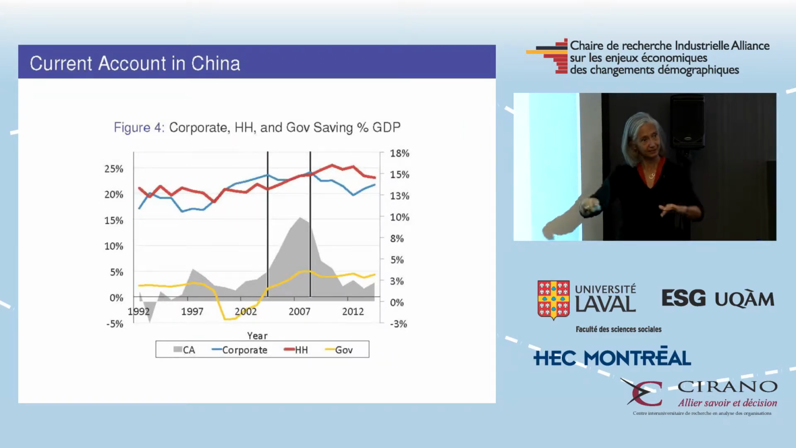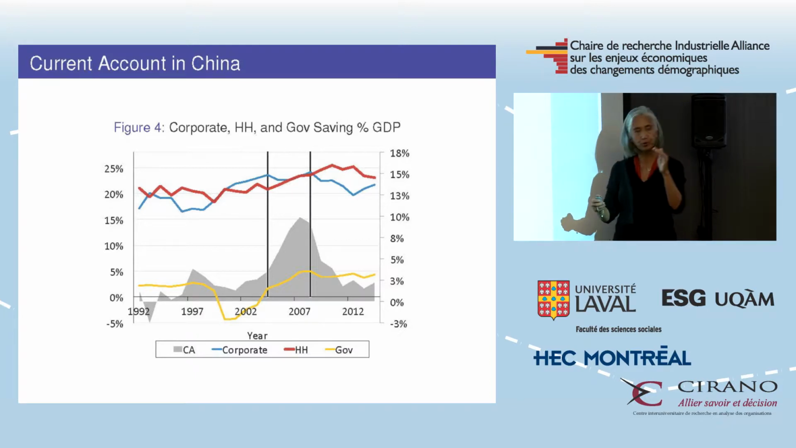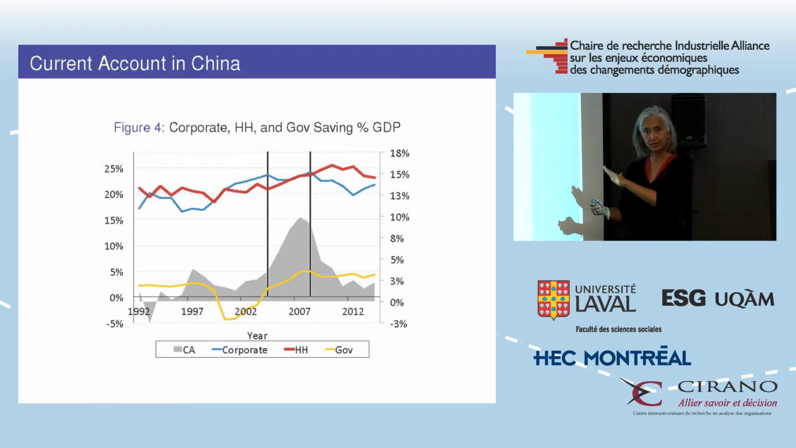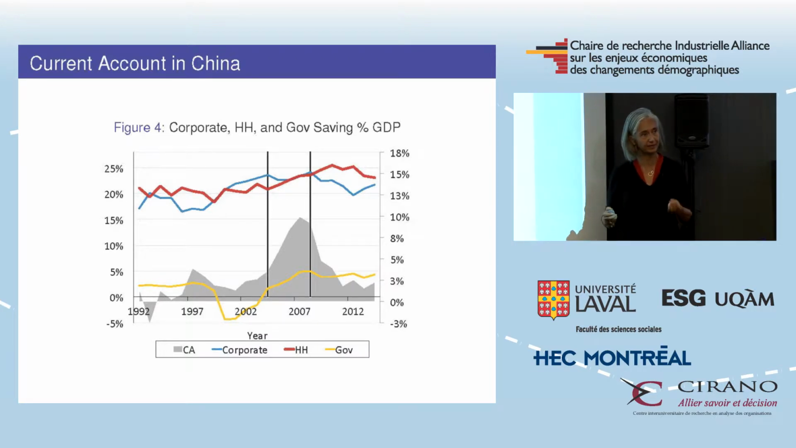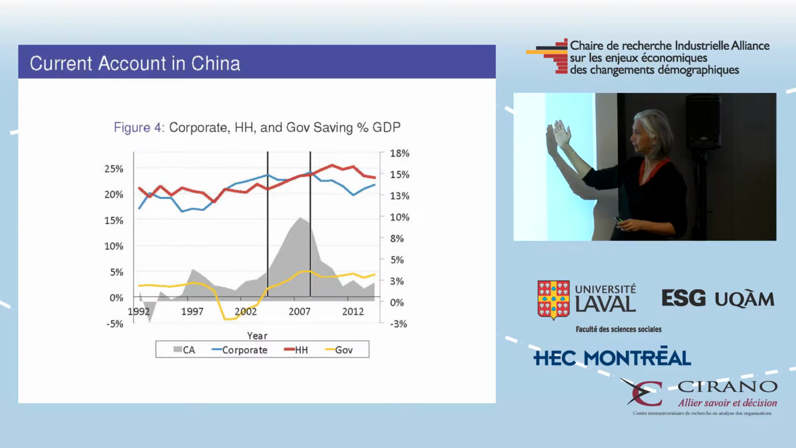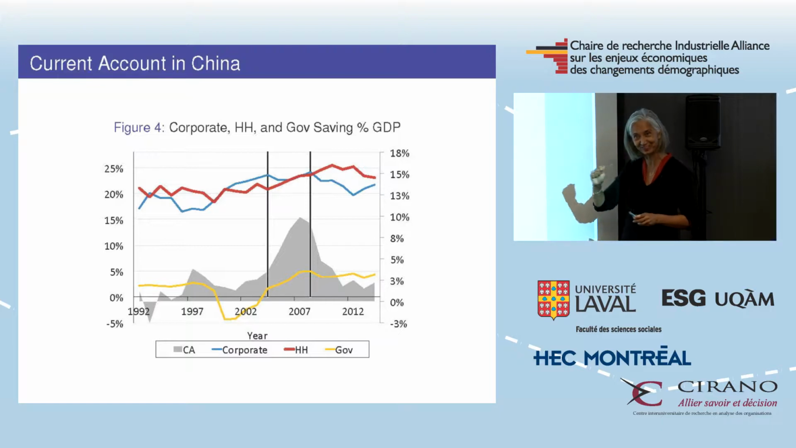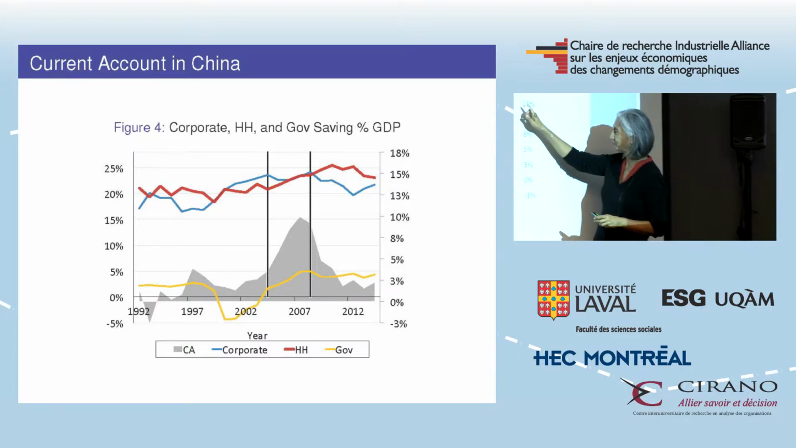So then the next layer, which is the components of saving. That's what I'm showing here. Now this data is from the flow of funds accounts. So this shows the corporate, household, and government saving. Same thing, left-hand side is now, I might have changed the axes just to confuse you, Victor.